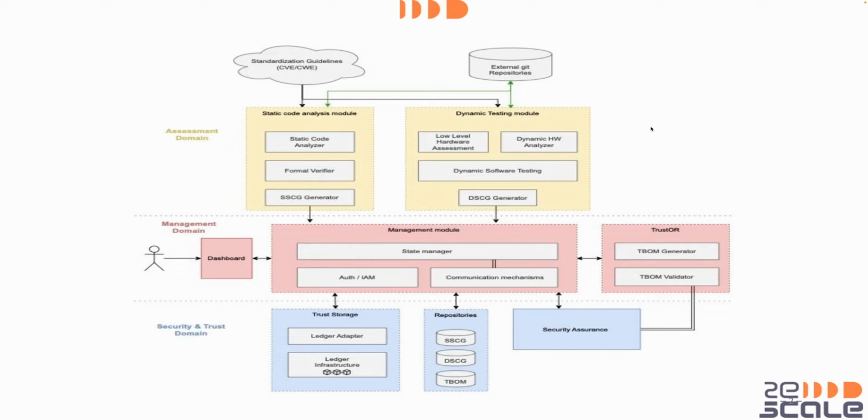So going back to the Rescale architecture, we can see that the static code analysis module is here on the top left, and it contains the actual static code analyzers, also formal verifiers, and then there's also the SSCG generator. And together with the dynamic testing module, it's part of the assessment domain. So this is one of the two modules which are used to assess software projects, software artifacts.